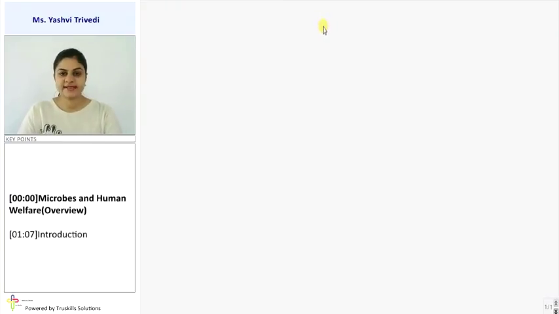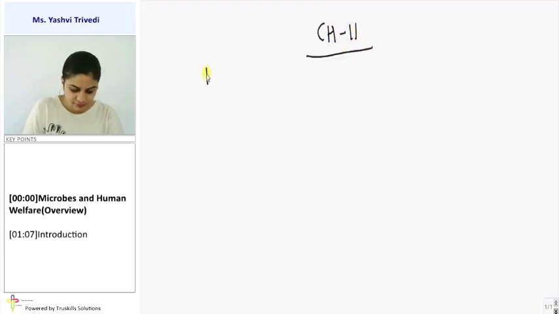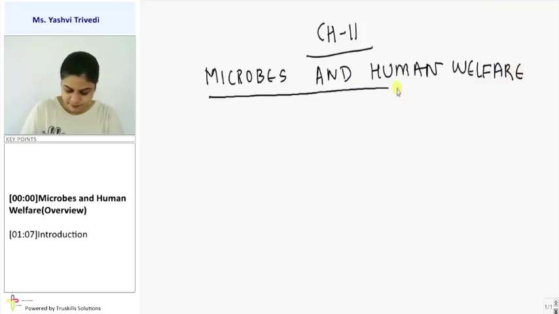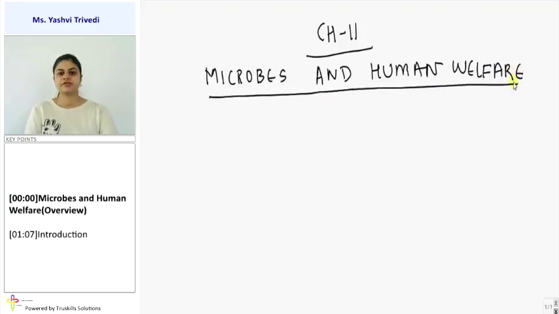Okay friends, now we are starting with chapter 11, which is Microbes and Human Welfare. So we are starting with chapter number 11, which is Microbes and Human Welfare.